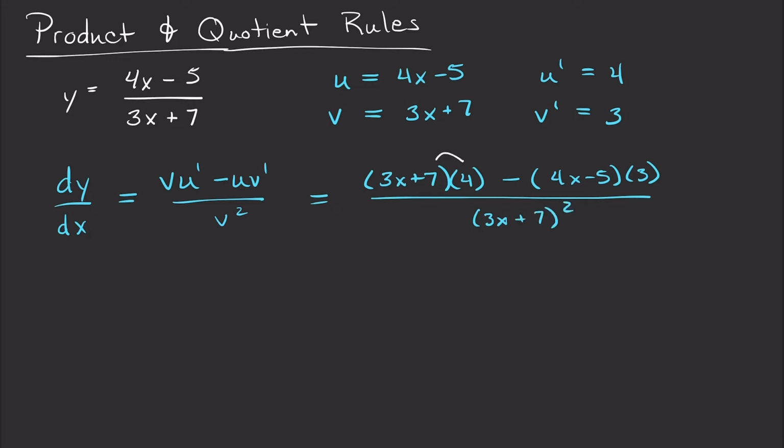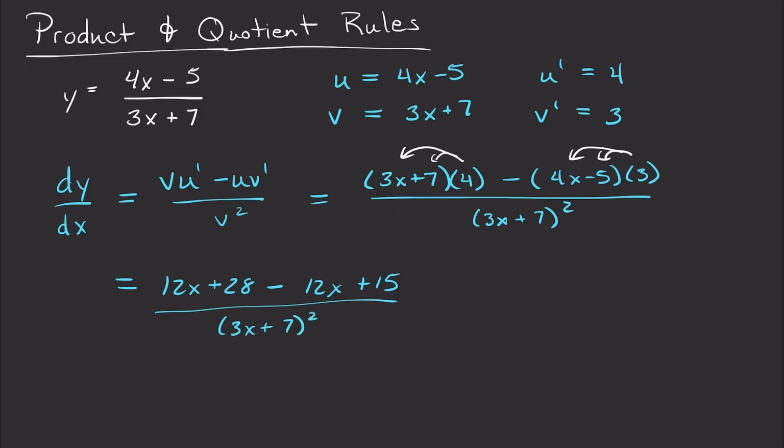So now I'm just going to distribute my numbers here, 4 and my 3, see if I can simplify, and I'll get 12x plus 28 minus a 12x, and minus and minus will be a plus 15, all over 3x plus 7 squared. And here I have a positive and negative 12x, so those will go away. 28 and 15 will give me 43 all over 3x plus 7 squared.